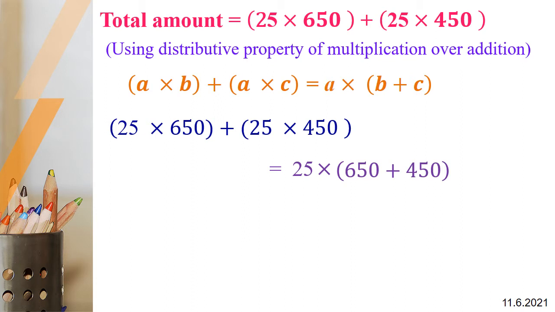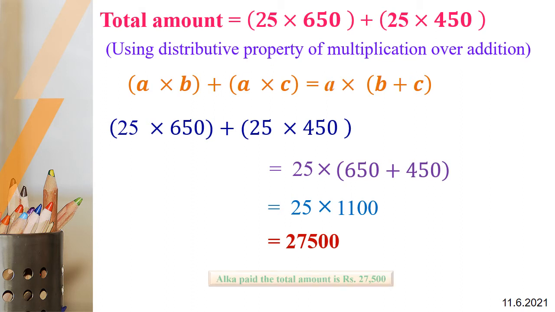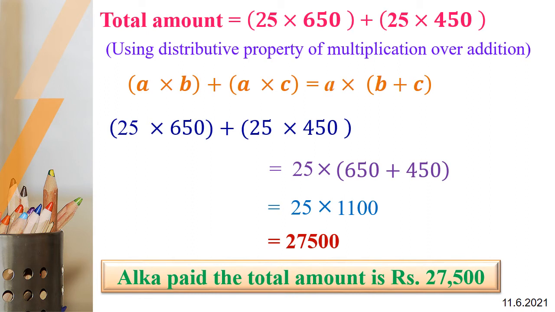Now first we solve in brackets. So 650 + 450 equals 1100. Now let's multiply 25 × 1100. We get 27,500. Therefore, Alka paid the total amount as rupees 27,500.